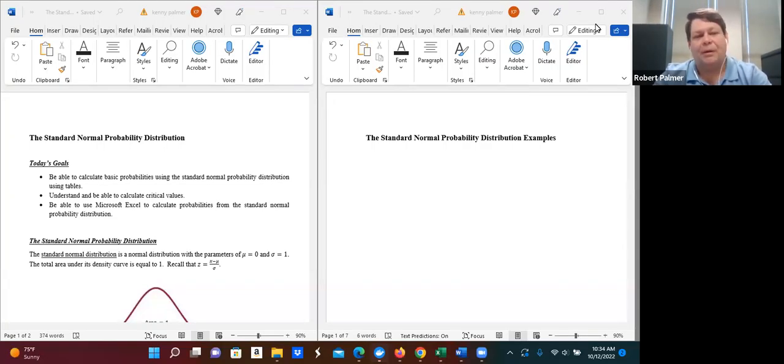Hello, everyone. Welcome back. Today, we're going to talk about the standard normal probability distribution. So our goals are to use this distribution to calculate basic probabilities, but also to be able to calculate what are known as critical values, which will be useful later on in hypothesis testing. And then we'll show how to use Microsoft Excel to calculate probabilities from a standard normal probability distribution.